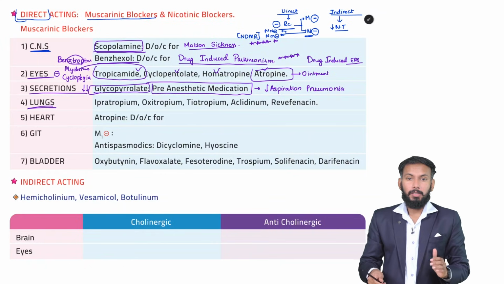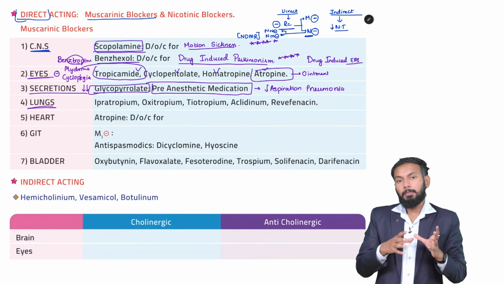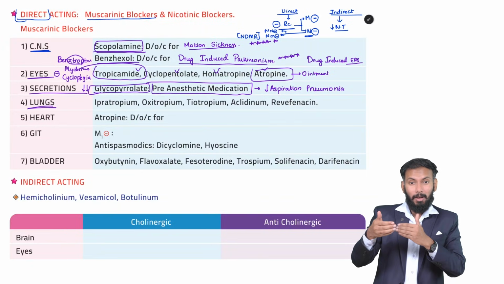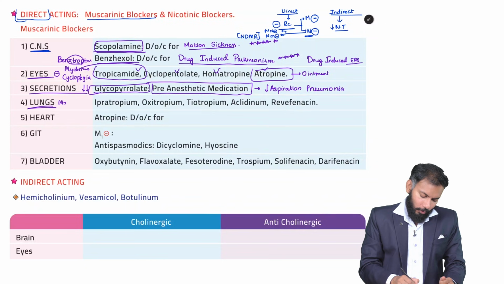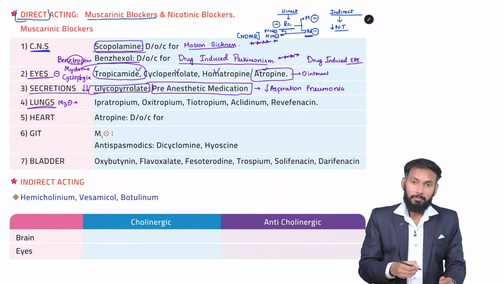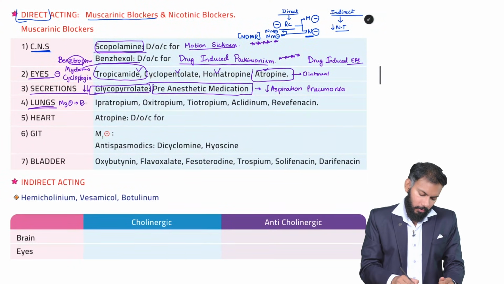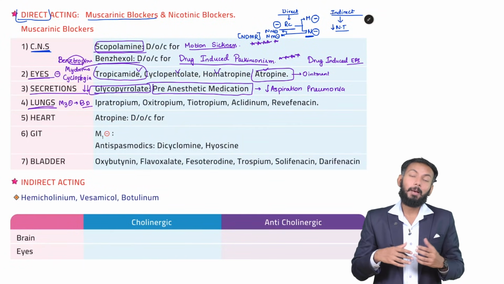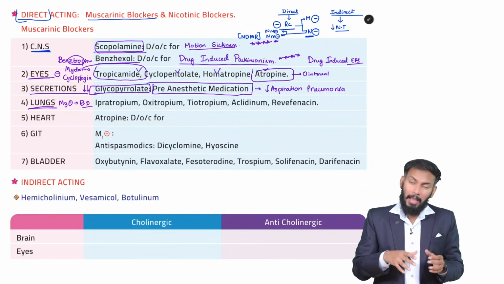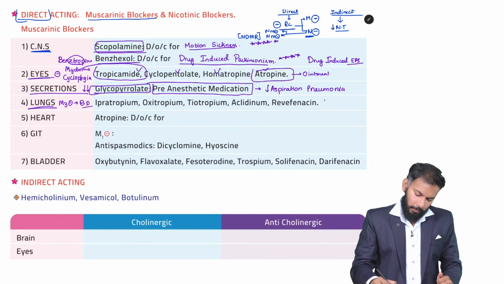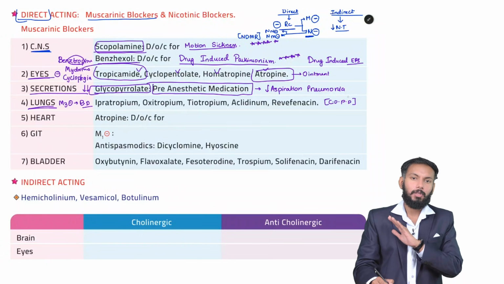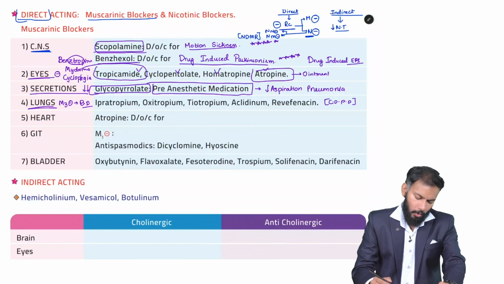Now, going to the lungs. This is what is important. If you activate the parasympathetic nervous system, remember methacholine, it will cause bronchoconstriction. Now you are blocking the M3 receptor, so it will cause bronchodilation. So these drugs can be used in obstructive airway disorders, especially COPD. They can be used in bronchial asthma as well, but they work better in COPD, so we use them in COPD.